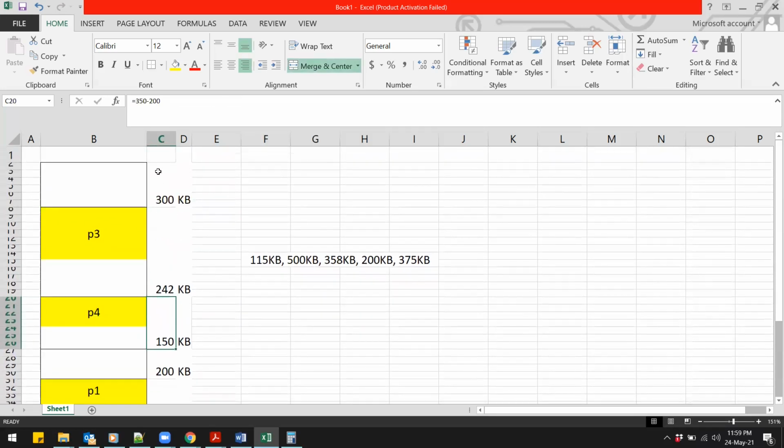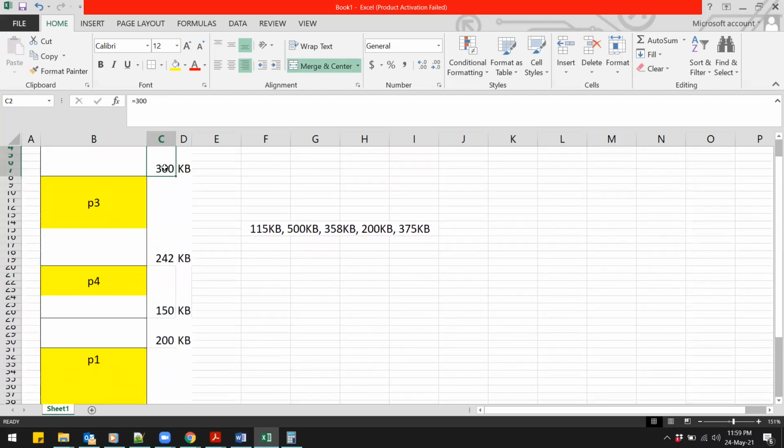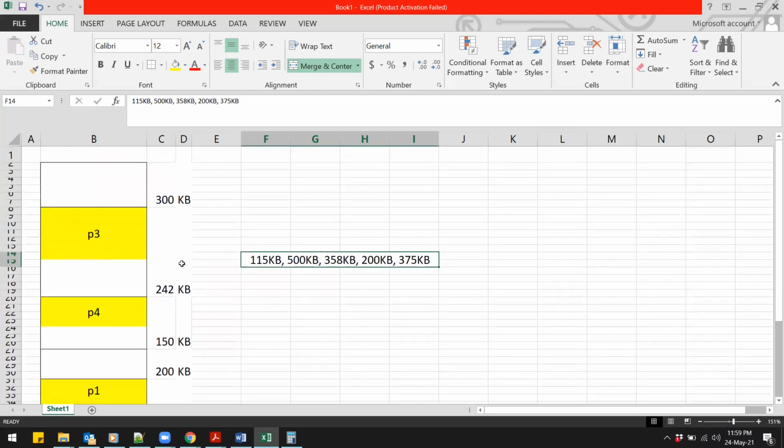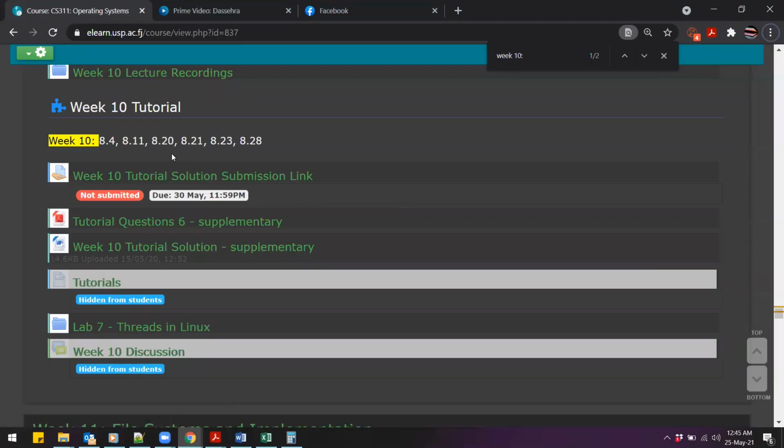And the last one is P5, which is 375 kb. The largest available here is 300, but 300 is not big enough to cater for this 375 kb. That means we cannot assign P5 into the memory at this moment. P5 will have to wait until a segment becomes empty or space becomes available that is big enough for P5. Now I'll leave this last part for you: running the algorithms in terms of how efficiently they use the memory.